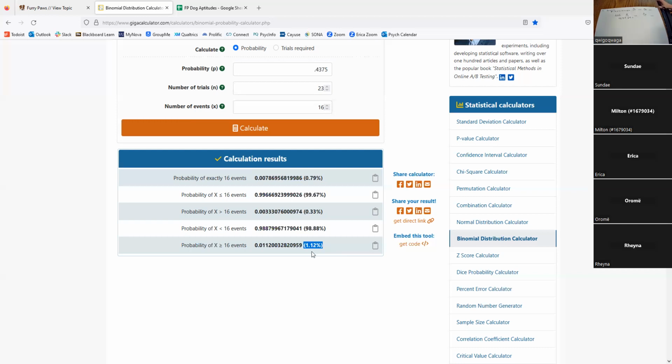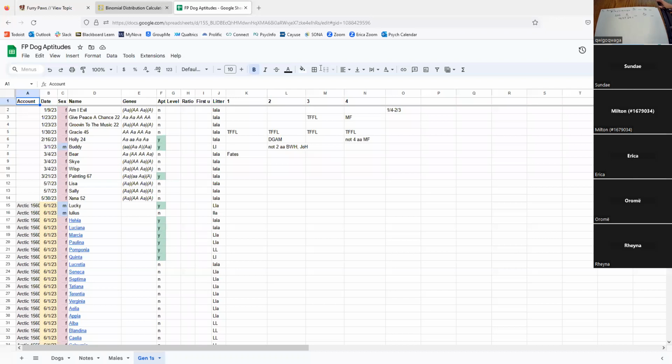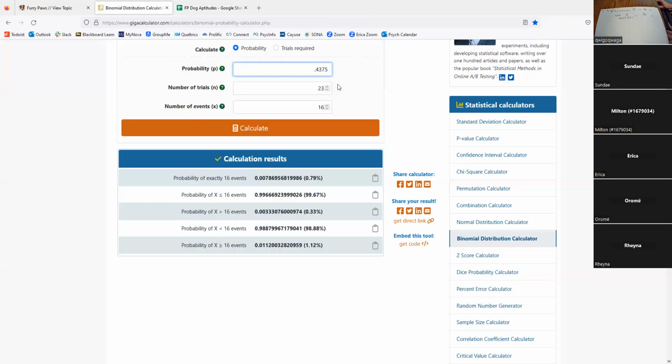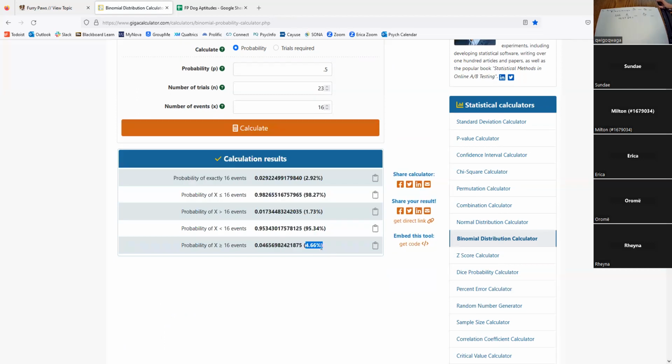What this is really saying is that there's a 1% chance that this would have occurred if it really was supposed to be 43% and we ended up with 69%, because that could happen just by random chance. So let's try 50%. All right, we're getting pretty close here.